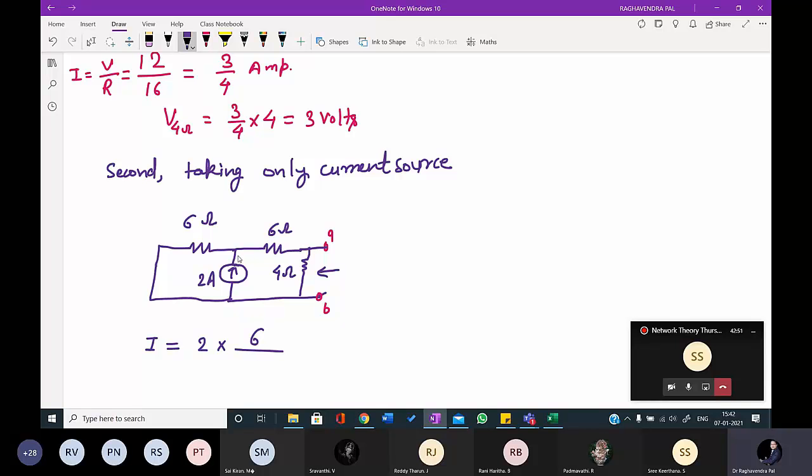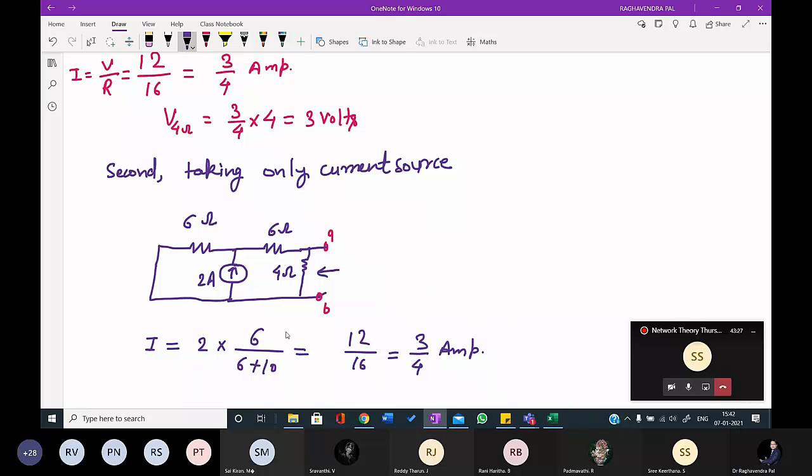Divided by the branch we want to calculate across, so the summation of this and this. This is 6 ohm, plus this is 10 ohm. Why 10? Because 6 plus 4, these are in series only. So 6 plus 4 is 10. So it is 12 upon 16, that is 3/4 ampere. So 3/4 ampere is going through it.